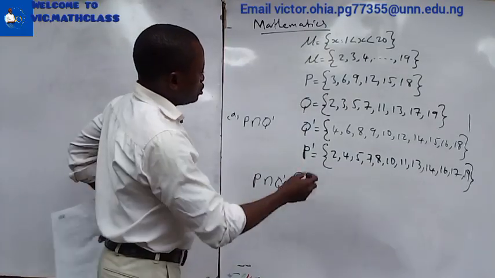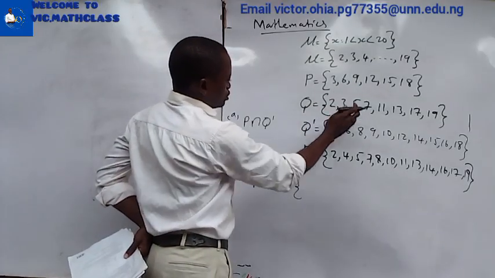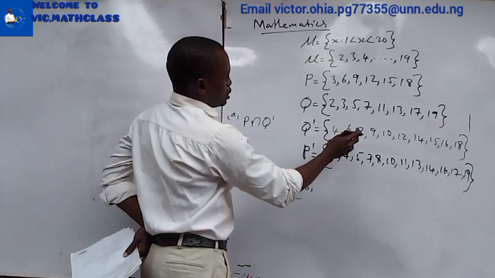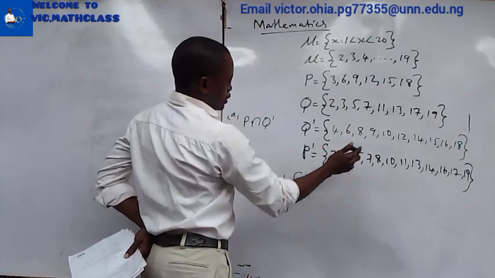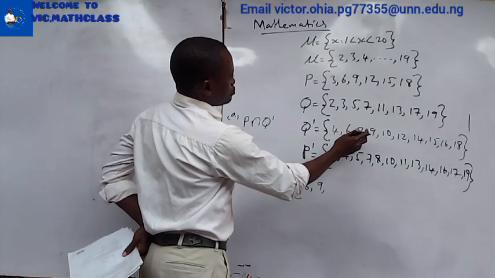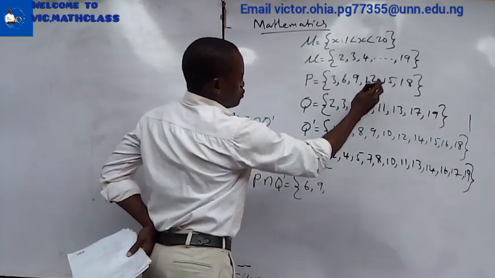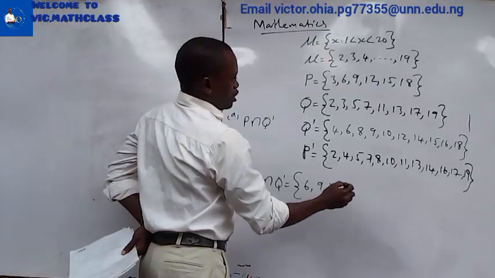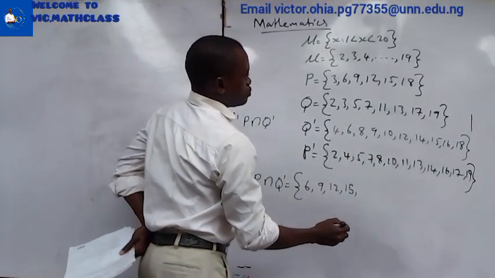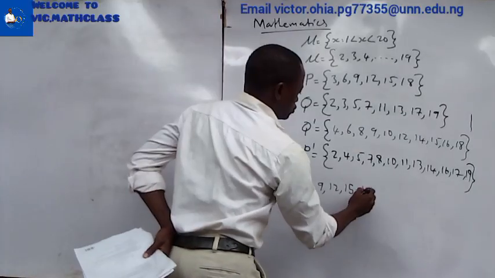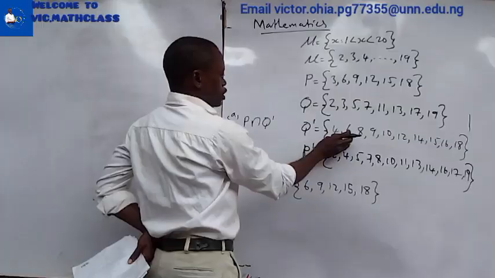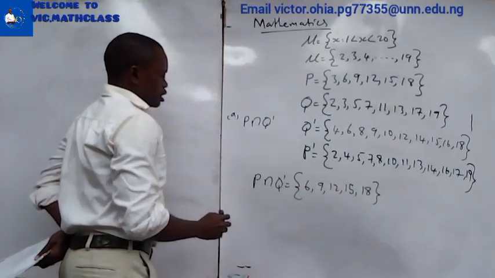If you look closely, you see that 6 is here and 6 is here. So we write 6, comma. We can also see that 9 is here, 9 is here. Have 9. And then after 9, what again? 12 is here, 12 is here. We have 12. 14 is not there, 15 is here, 15 is here, 15. What again? 18 is here, 18 is here, so we have 18. So these are the elements that are here and are also here.